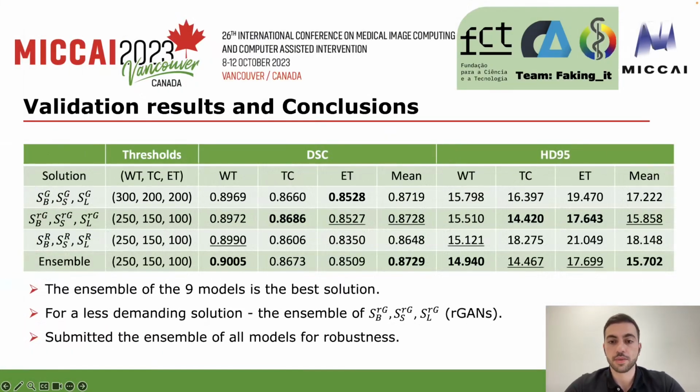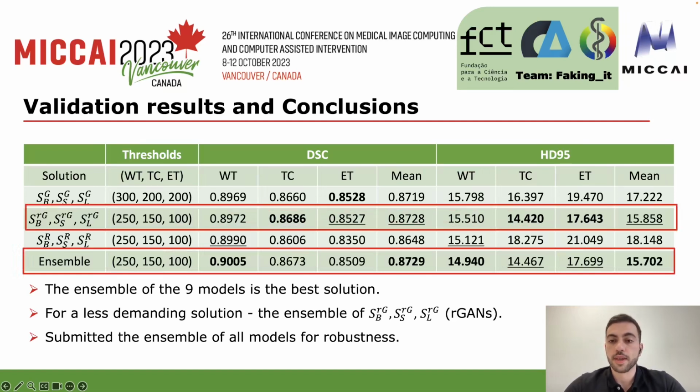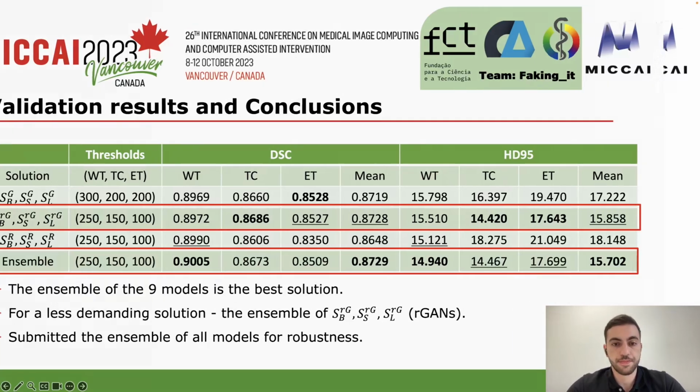Here, we see the best validation results of each ensemble with the best thresholds. It can be seen that the ensemble of all models gives the best results. However, if a less computationally intensive solution was required, using the model trained by the random label generator and the GliGAN would also be a very strong solution when compared with the other two ensembles. However, as we aim for the most robust solution possible, the ensemble of all models was presented with a threshold of 250 for the whole tumor volume, 150 for the tumor core, and 100 for the enhancing tumor.